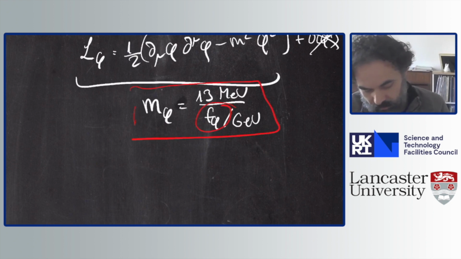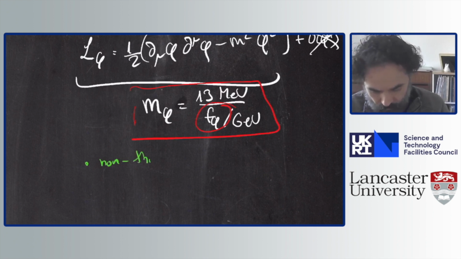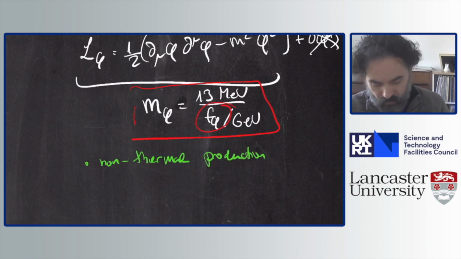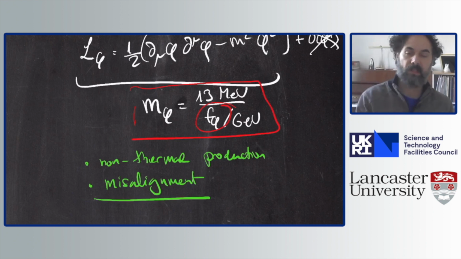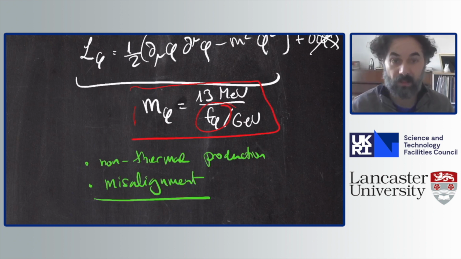Non-thermal production of dark matter is a whole world. And I'm gonna only explain to you something called misalignment for the generation of this scalar field, and how this behaves as a dark matter component.